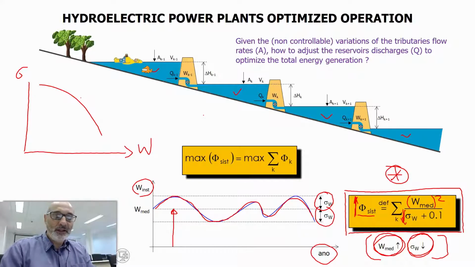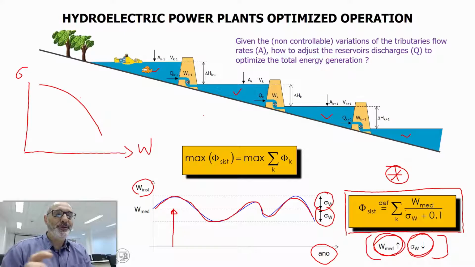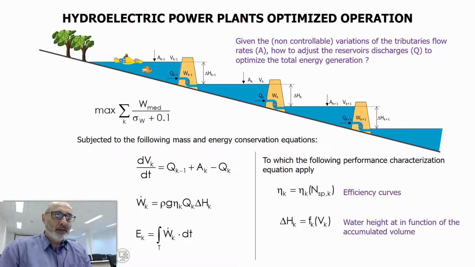So the one that is written here is the one that we're going to adopt, but we're also going to have other definitions in order to verify if the definition of the optimization function affects the final result, or the final conclusion at least. Okay, so let's see.